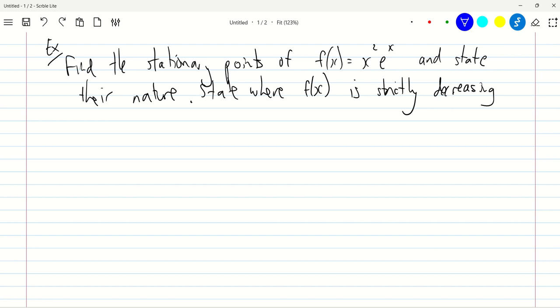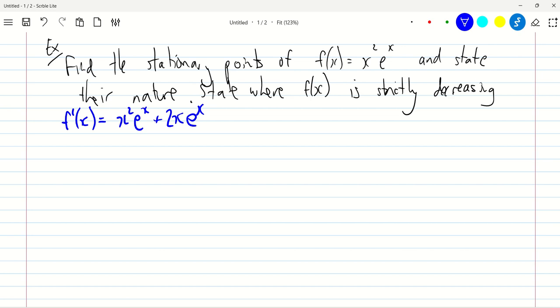Whenever you're asked to find stationary points, the first thing to do is find the derivative. So let's do it, f dash of x. This is a product rule function. It's a product of two functions, x squared and e to the x. So the derivative is equal to the first function, x squared, times the derivative of the second function, which is e to the x, plus the derivative of the first function, 2x, times the second function, e to the x. So there is my derivative all nicely done.